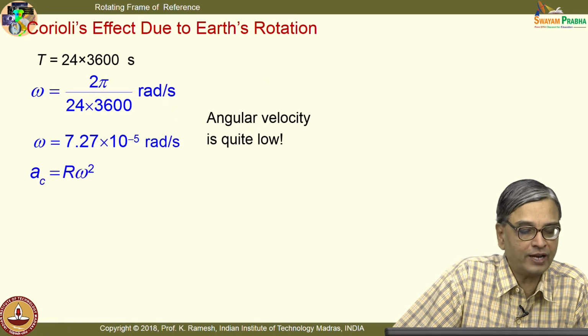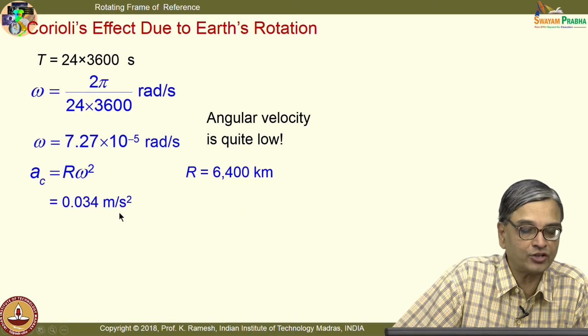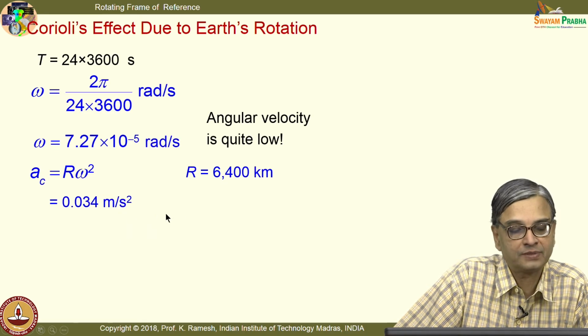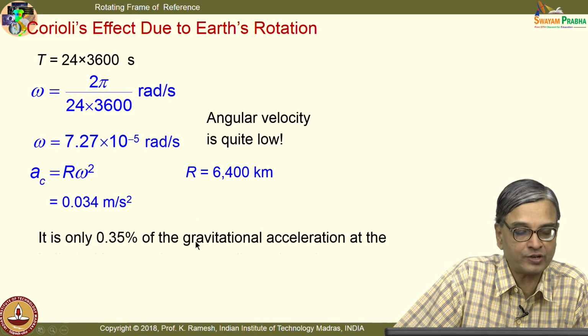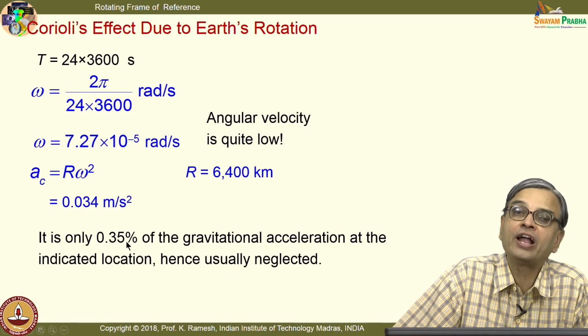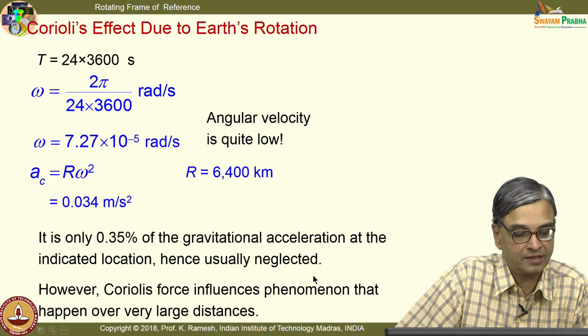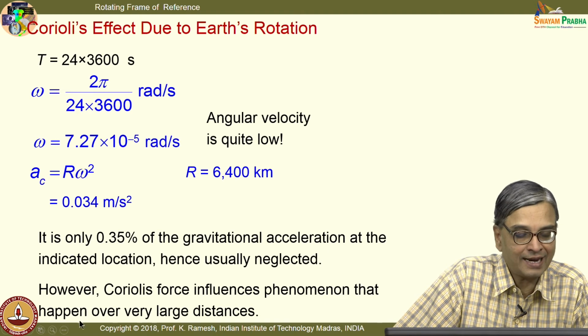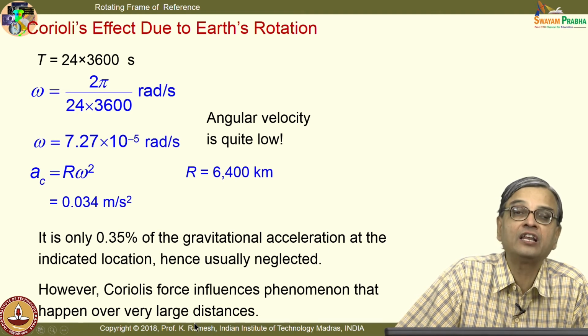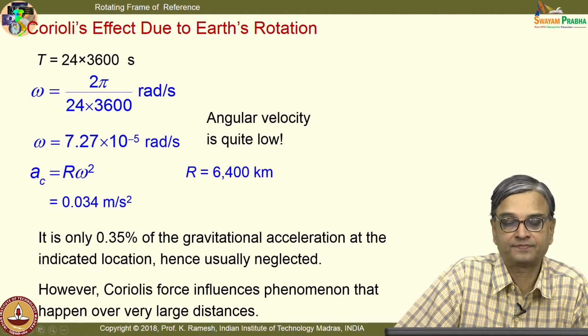and it is also worthwhile to note, even if you calculate r omega squared, when r is as high as 6400 kilometers, the acceleration is only 0.034 meters per second squared. In comparison to acceleration due to gravity, it is only 0.35%, hence usually neglected. However, the Coriolis force influences phenomena that happen over very large distances.